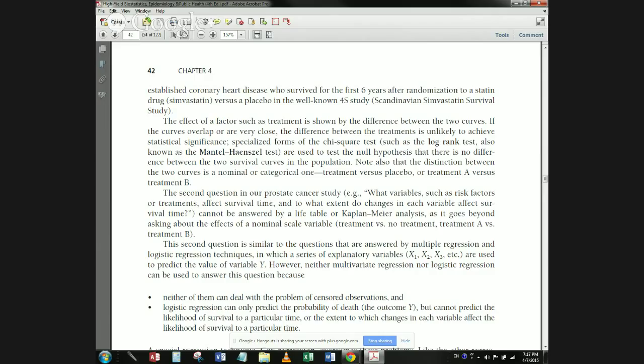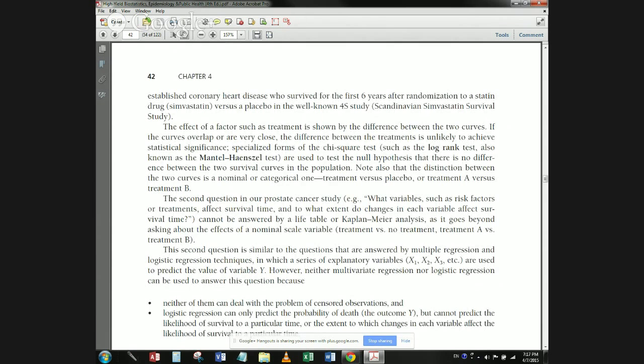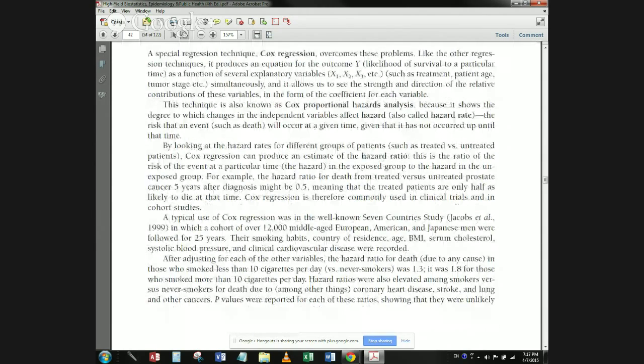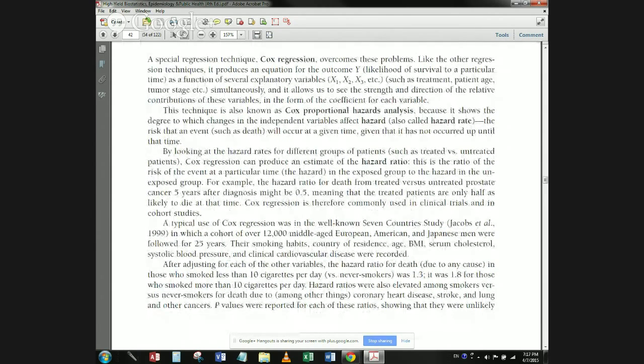However, neither multivariate regression nor logistic regression can be used to answer this question, because neither of them can deal with the problem of censored observation, and logistic regression can only predict the probability of death, the outcome y, but cannot predict the likelihood of survival to a particular time, or the extent to which changes in each variable affect the likelihood of survival to a particular time. A special regression technique, Cox regression, overcomes these problems.